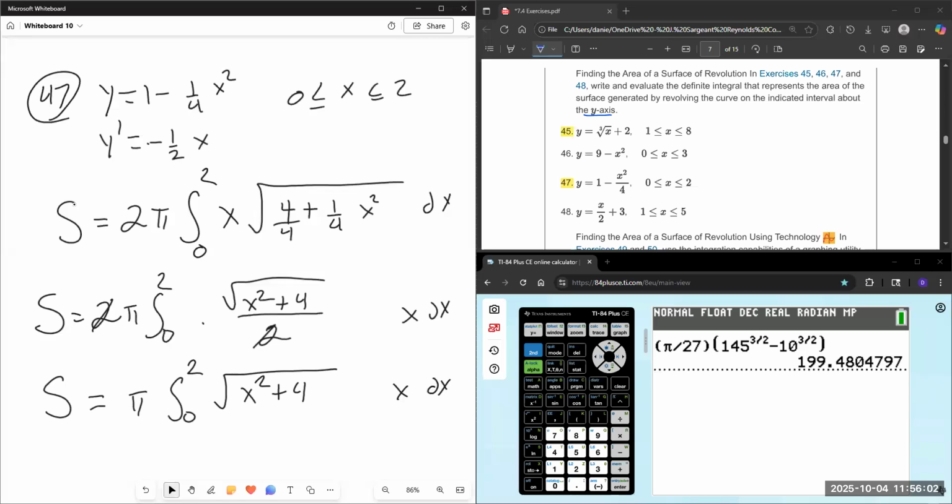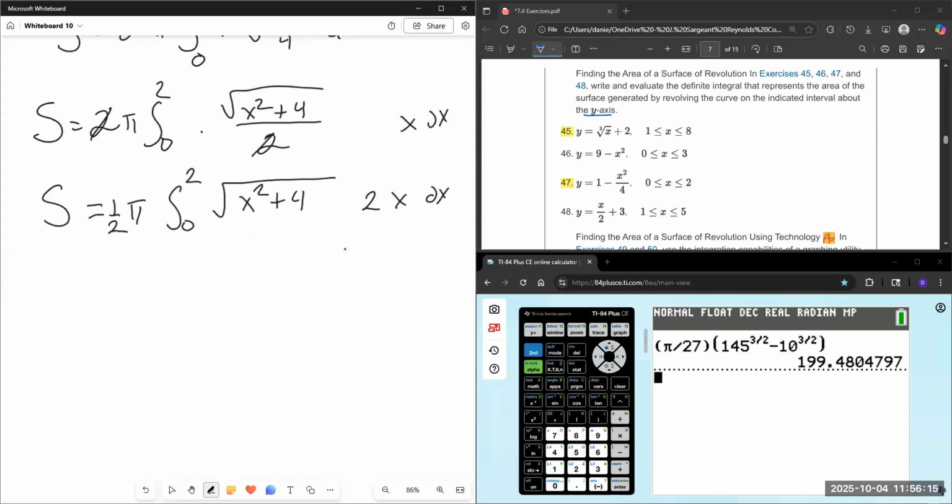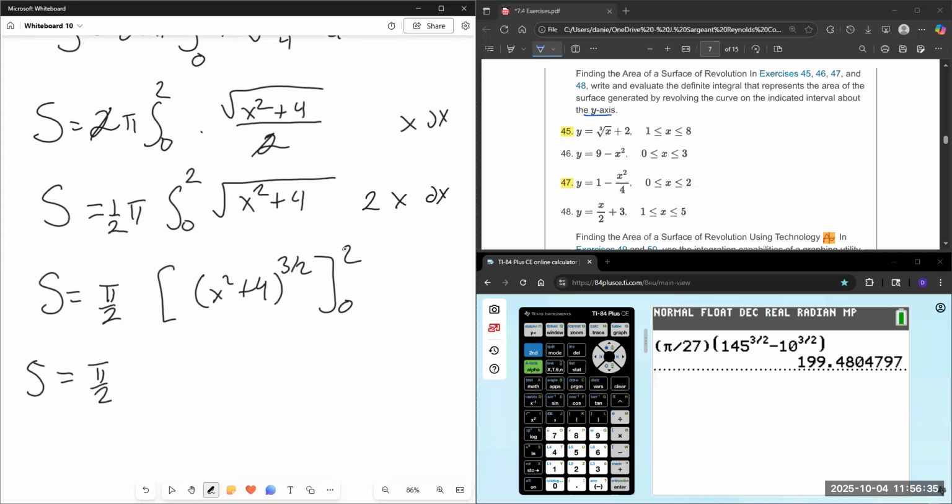I think I can get this without a whole u substitution and changing my limits. The derivative of the inside is 2x, so let's balance that out with a 1/2 there. And let's go at it from there. So this is pi over 2, and this is x squared plus 4 to the 3/2 from 0 to 2. So S is equal to pi over 2, and then evaluate this.